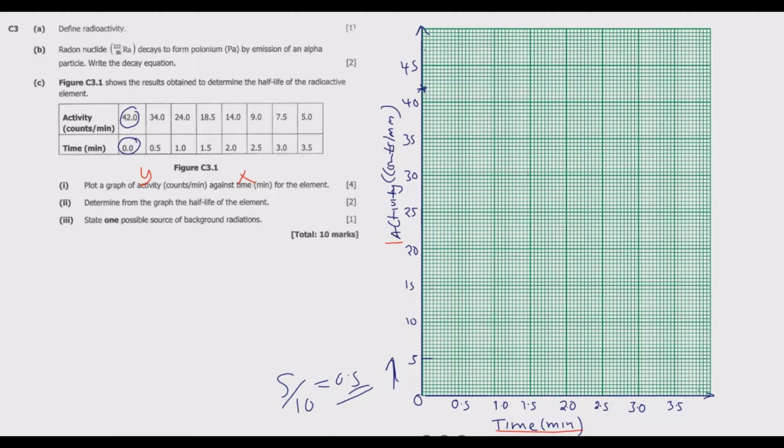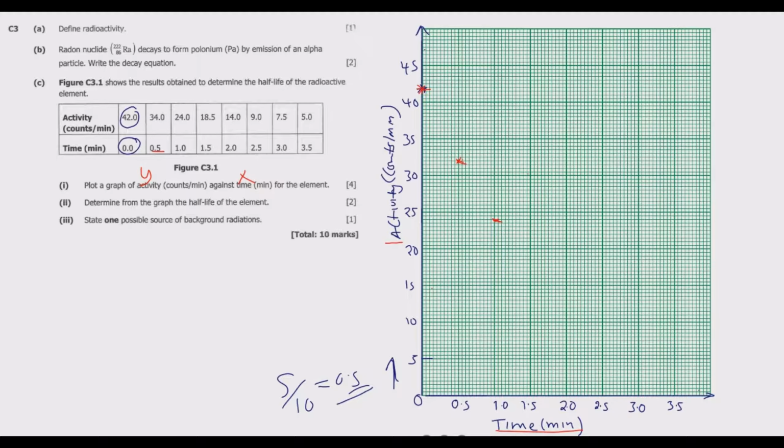Let me use a red color so that you should be able to see clearly. Then we come to 0.5, 34. So you go to 30, then again 4 units above, but it will be 0.5, so it will be somewhere here. Then we have 1, 24, which is just below 25, which should be somewhere here.